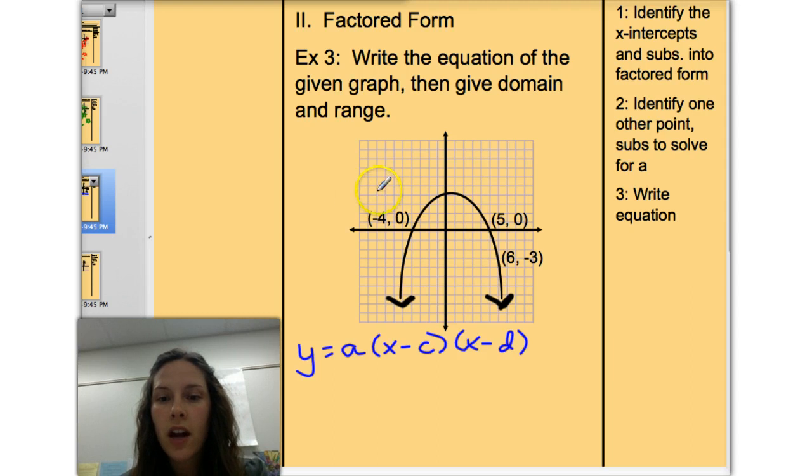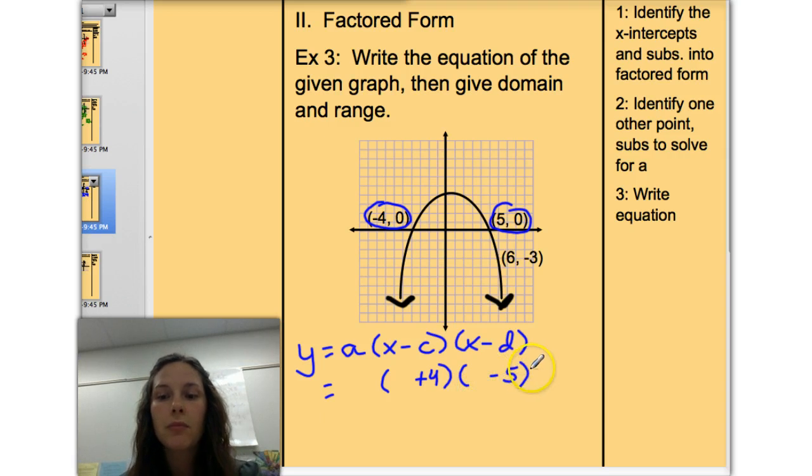So when we look at this graph, we have an x-intercept of -4. We put it into the equation, and it becomes a +4. Our other x-intercept is a +5, so when we put that into the equation, we get a -5. Remember, we found the x-intercepts by solving, by setting it equal to 0. So we're kind of unsolving when we put them into the equation.